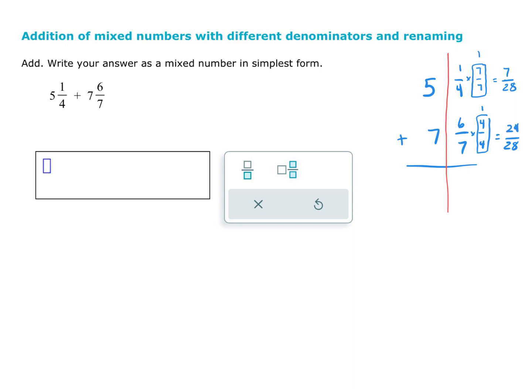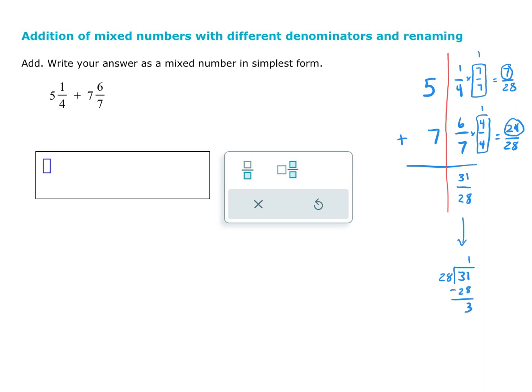Now we have the same denominators for our fractions, so we can just add the numerators, 7 plus 24. And 7 plus 24 is 31. The name of our fraction is 28. I'm still going to save my whole numbers because this right here is an improper fraction that I need to change to a mixed number. To do that, I'm going to do numerator divided by denominator. 28 goes into 31 one time with 3 left over.